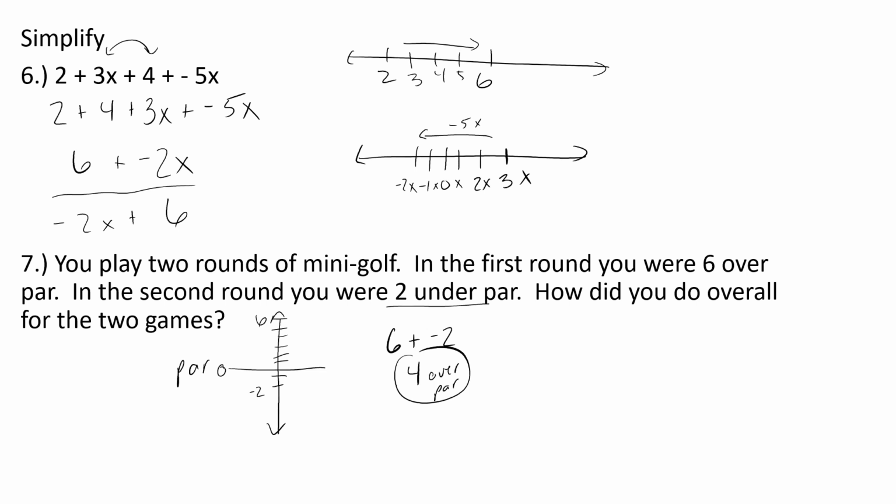So pretty much the first game got you 6 over par, and the second game dug a little bit into that. So now you're only 4 over par overall, but if the person you were playing with was 2 over par, then you still lost.